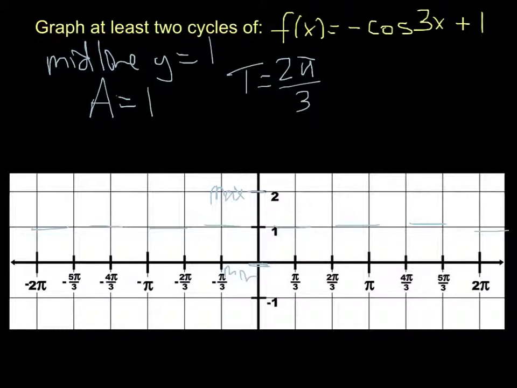Now I can start plotting points. First point I'm going to plot is the start point. It's cosine, so it starts at the min or max. It's negative, so it starts at the min. It'll finish and end back there after 2 pi over 3.